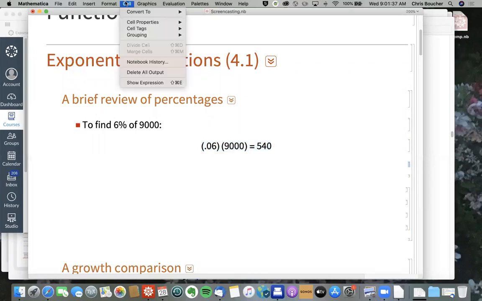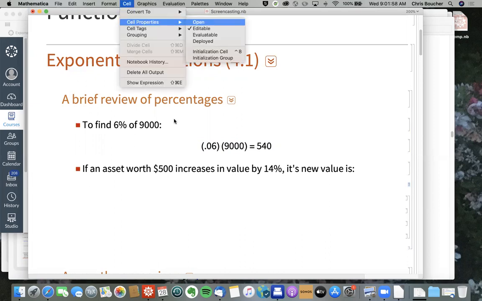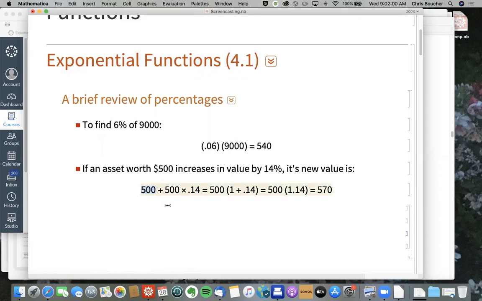Okay, fair enough. How do you increase something by a percentage? Say you have an asset worth $500 and it increases in value by 14%. How do you find its new value? Well, notice we don't just want to take 14% of 500. That would be a much smaller number than 500. The new value should be more than 500 since it's increased in value. What we do is we take the 500 and we add 14% of 500, right? So we take 500 plus 500 times 0.14.